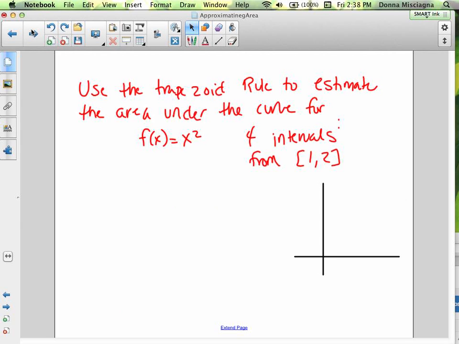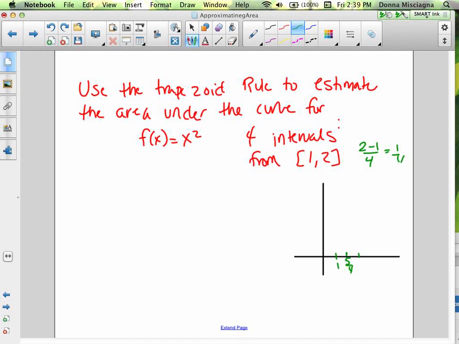All right, so let's do the same equation, different interval. Use the trapezoid rule to estimate the area under the curve x squared, 4 intervals from 1 to 2. All right, so 1, and then, of course, if we take 2 minus 1 and divide it by 4, that's going to be 1/4. So if we're starting at 1, the next value is going to be 5/4, and then 6/4, which is 3/2, and then 7/4, and then 8/4, which is 2.